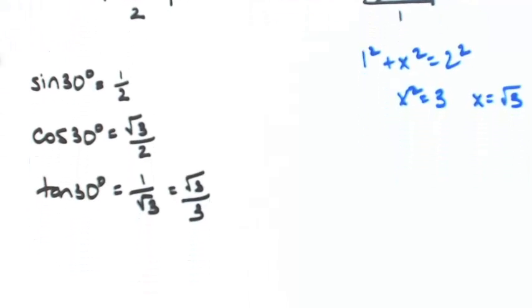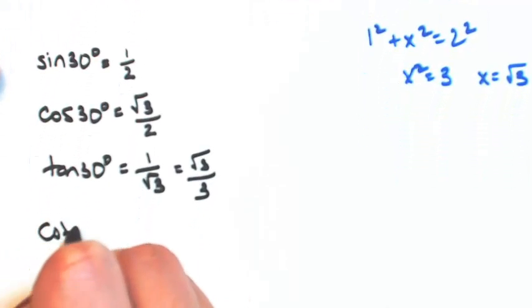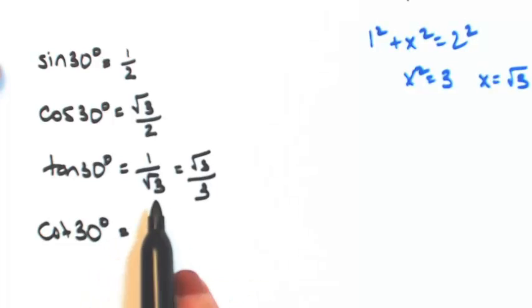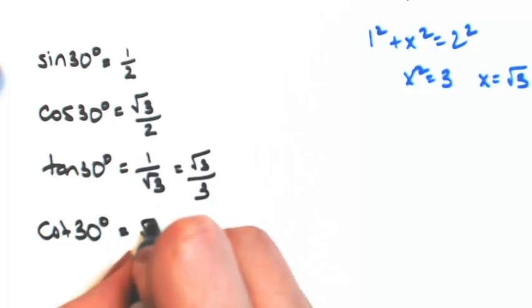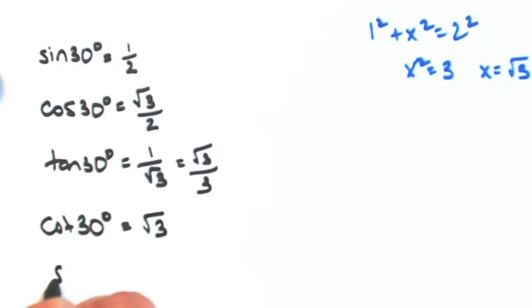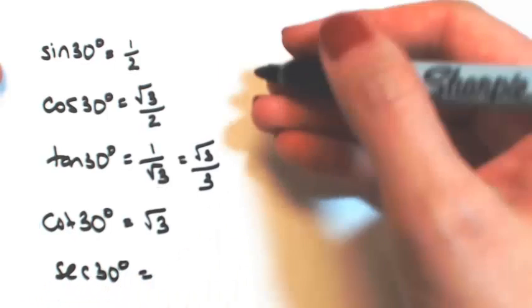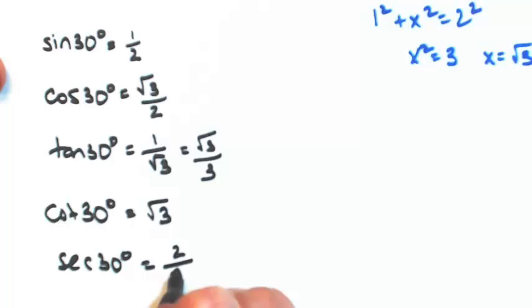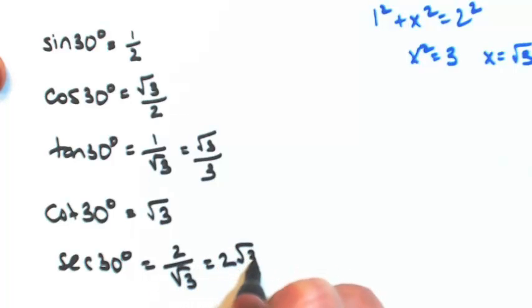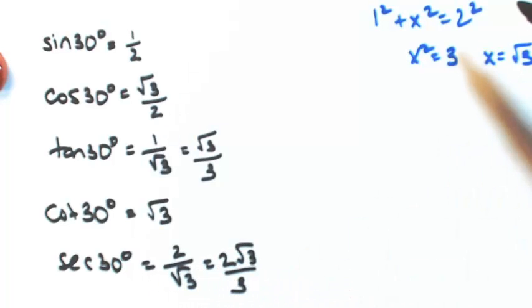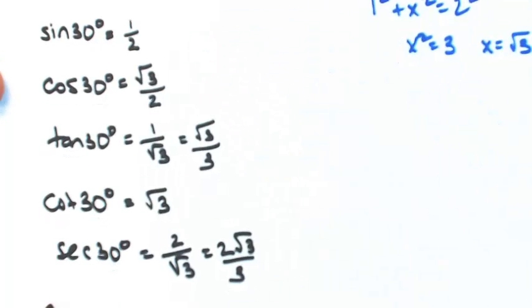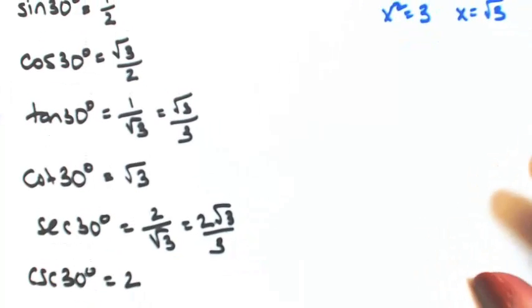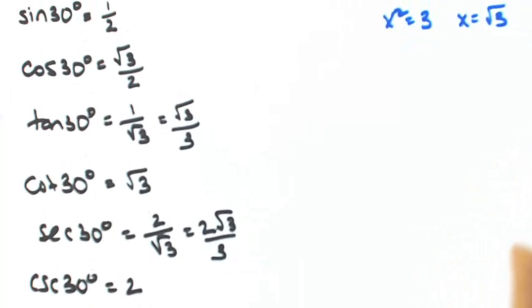And then at that point, just take reciprocals. So then the cotangent of 30 degrees is the reciprocal of tangent. Before I rationalized it, so square root of 3. Secant of 30 degrees is the reciprocal of cosine. And then cosecant of 30 degrees is the reciprocal of sine. Okay, so that's all 6 trig functions of our 30 degrees. So we can do the exact same thing for those 60 degrees. But I want to point something out here.